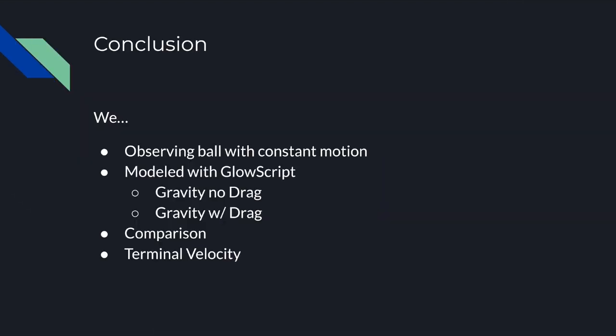To conclude, we started out this lab by observing the motion of a ball moving at constant motion. Then we predicted with Newton's second law the motion using two models, one that took only gravity into account and the other gravity and drag. Then we compared the models and finally we discussed the presence of terminal velocity within our models.